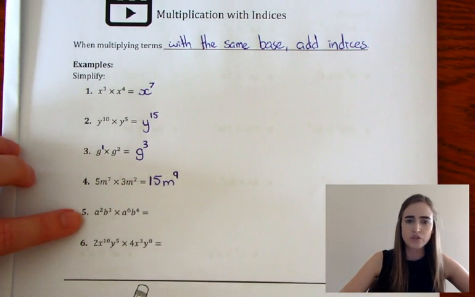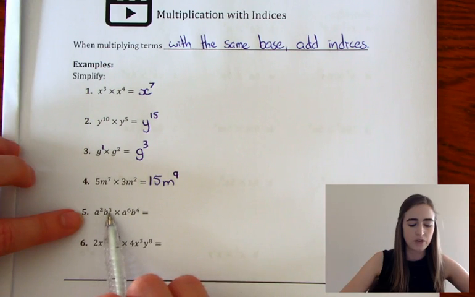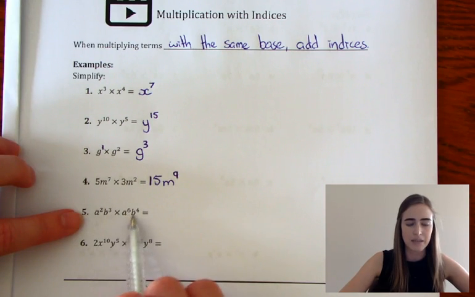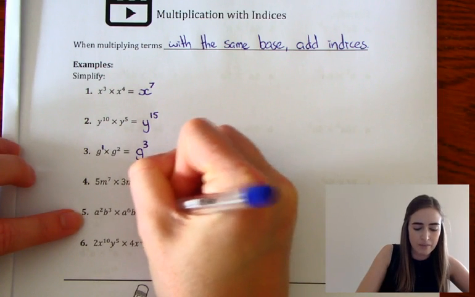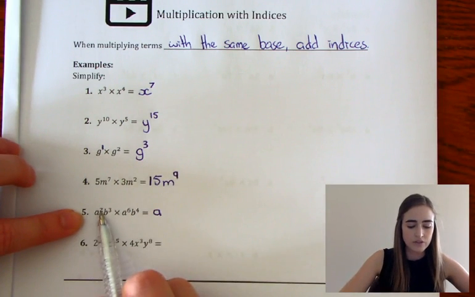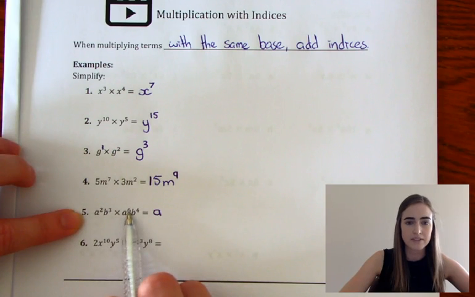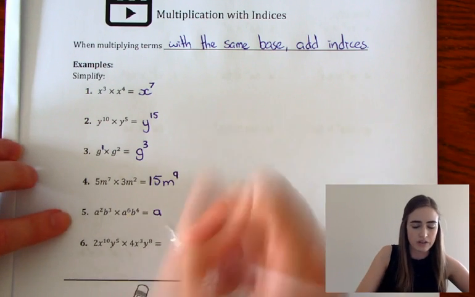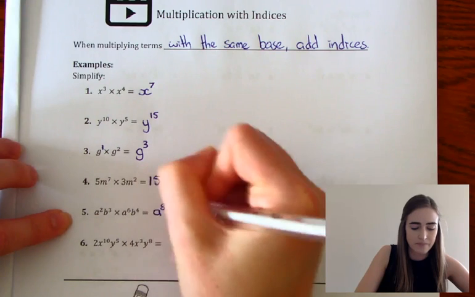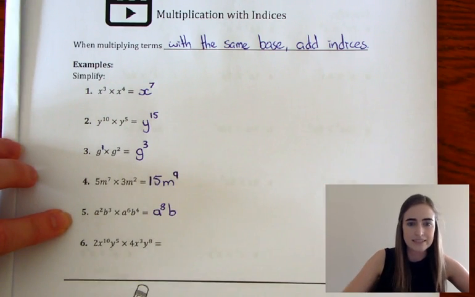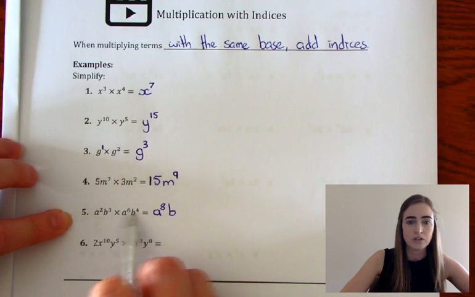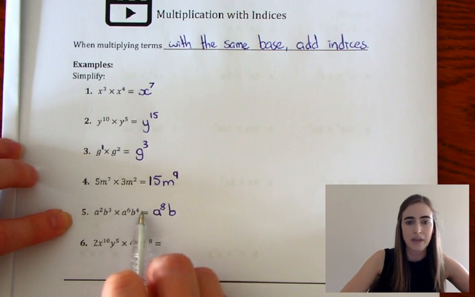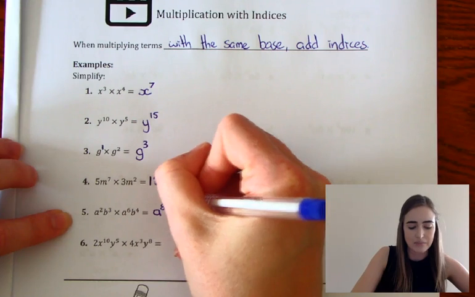Okay, this next one, we've got two different letters. We've got a squared b cubed times a to the 6, b to the 4. So let's do our a's first. We'll write our a as our base. We've got a to the power of 2 times a to the power of 6. So adding the 2 and the 6 will give us a to the power of 8. And then we have our b's. So we've got a b to the power of 3 and a b to the power of 4. So because we're multiplying them, we're going to add the powers. So we'd end up with b to the power of 7.